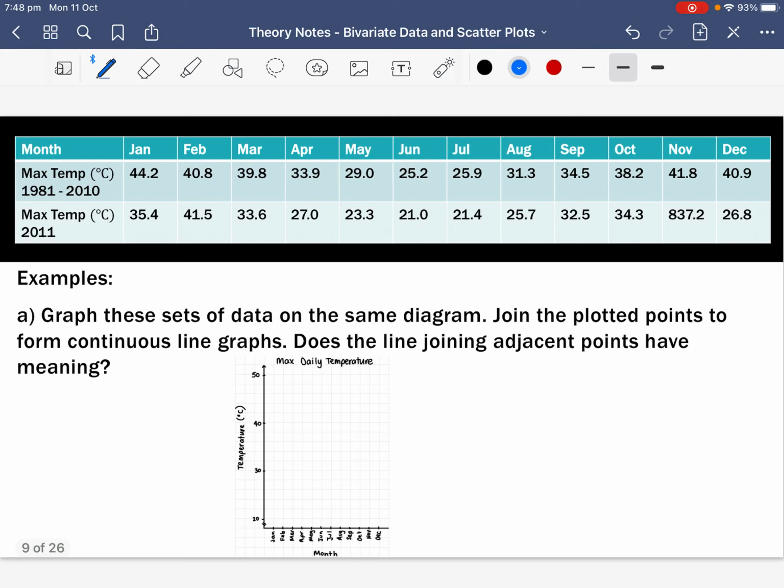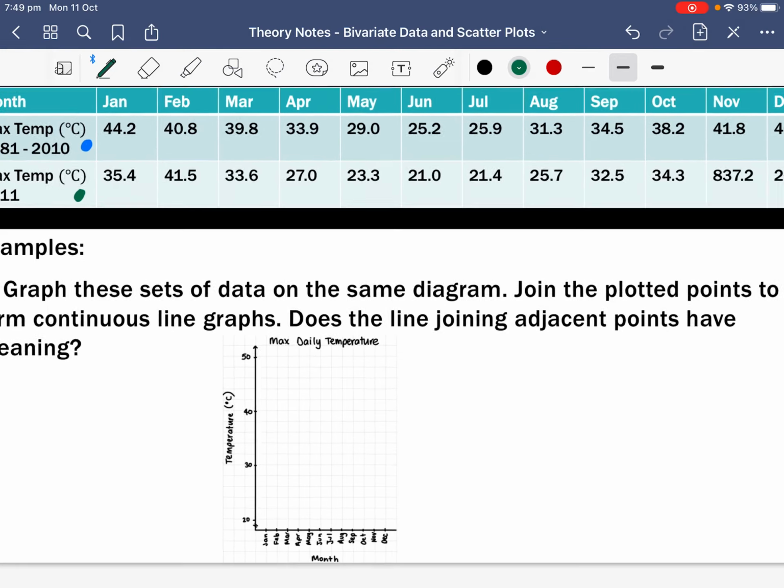What we want to do for part A is graph these sets of data on the same diagram and join the plotted points to form continuous line graphs. Does the line joining adjacent points have meaning? So what we have here is we are going to plot our points of our maximum temperature in blue, and we will plot our points of our maximum temperature in 2011 in green.